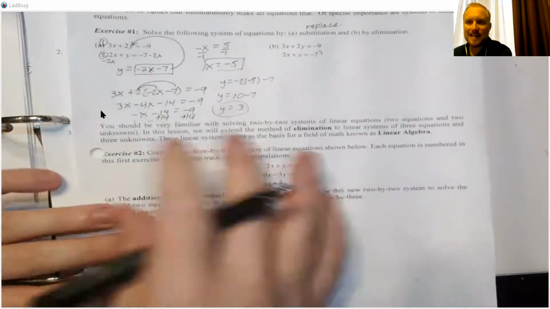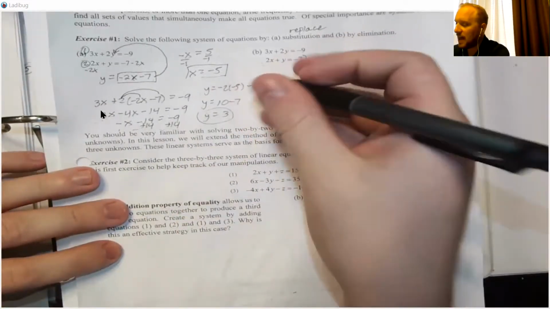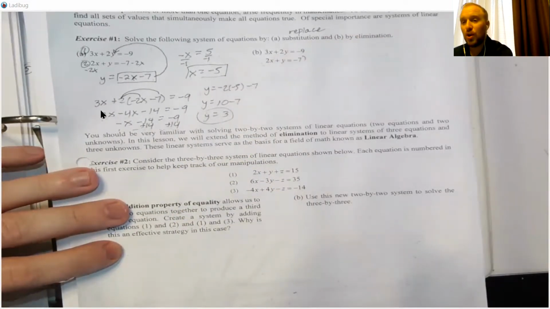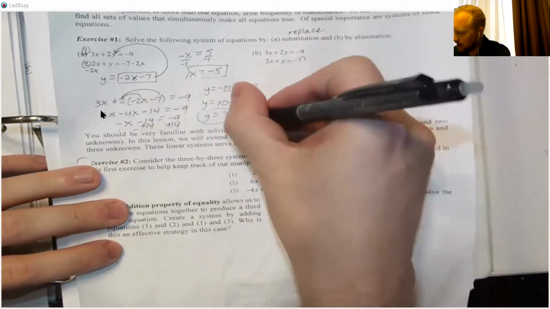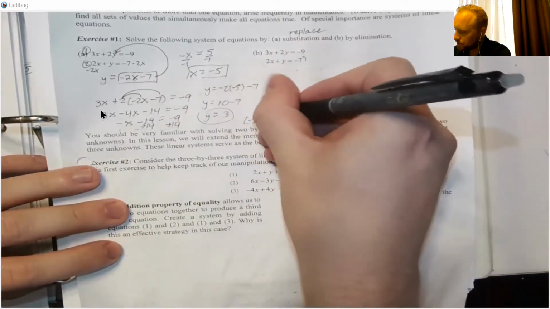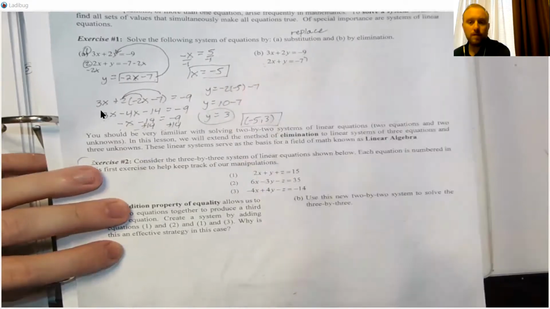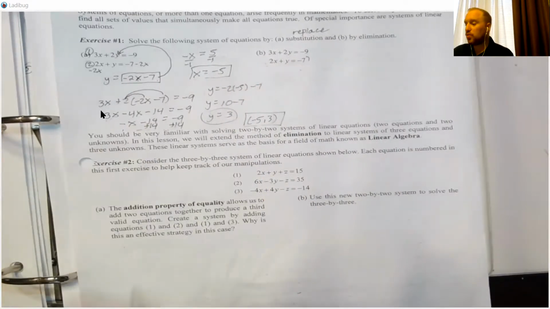Now we have to write this as a point. When we write a point, we write x comma y, so you have to make sure you put it in the right order. x comma y. So this would be negative 5 comma 3. And there is our point of intersection. That's where these two lines are going to intersect.